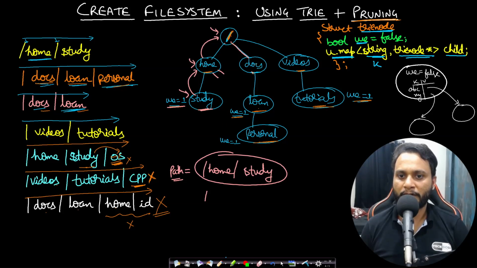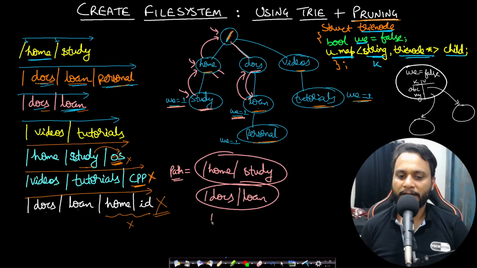Now when I go to docs, I will be pushing docs inside the slash. Again, the word end is not 1. So I'll be going to loan and I will be pushing loan. Now loan has word end equals 1, so I will not go further. I will just backtrack, and this will be one of my answers, right? When I backtrack, I will be popping off this loan and my path will be docs only. Now from docs, there are no other paths. So when I backtrack, I will be removing the docs as well from my path.